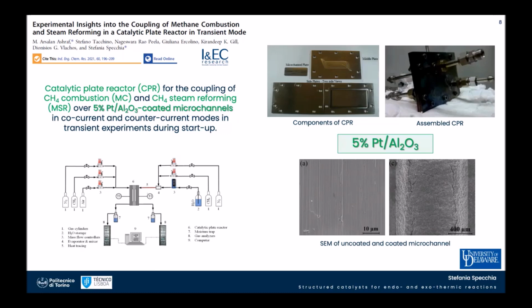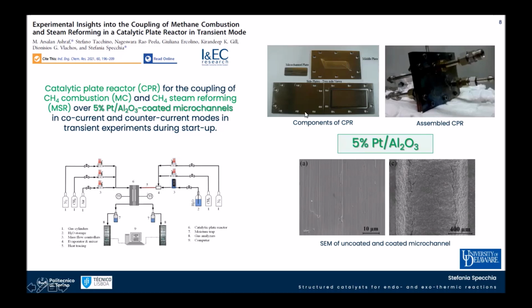So one side can be used as a reformer, and the other side can be used as combustion. We deposit here 5% platinum over alumina in a very thin layer. Here you can see a SEM picture of the microchannels, naked, so the metallic ones, and here with the catalyst. You see the catalyst is very well placed in a uniform way, and for all the length of the channels.